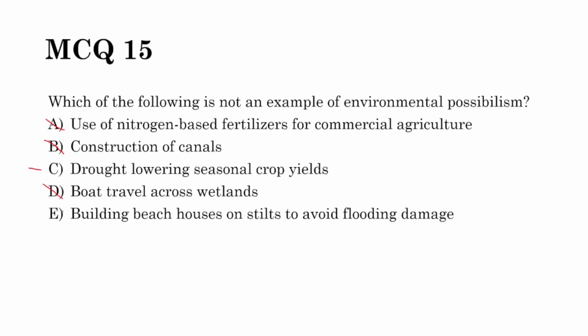So that's incorrect. E, building beach houses on stilts to avoid flooding damage. And what this means is that they're building beach houses higher. There's open space before you actually get to the first floor of the house, to account for any water that could come in through storms or hurricanes like we have here in Florida. So it's common on coastlines to see houses or businesses built on stilts so that the bottom floor is open space in case flooding occurs.